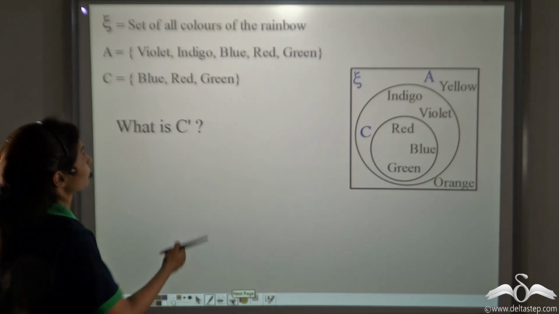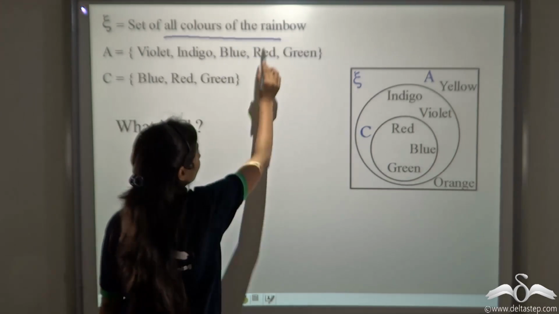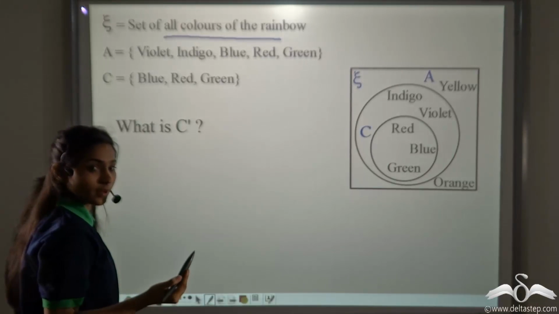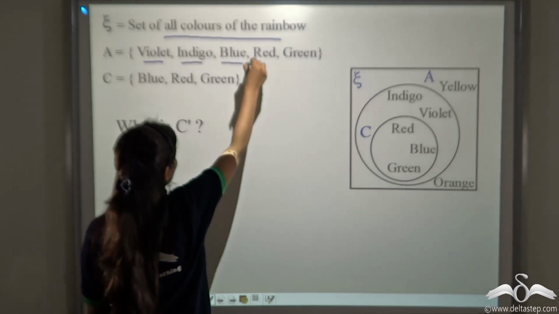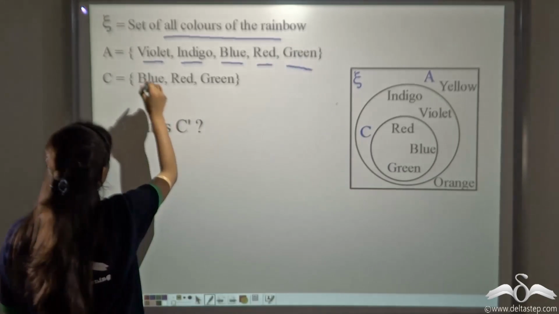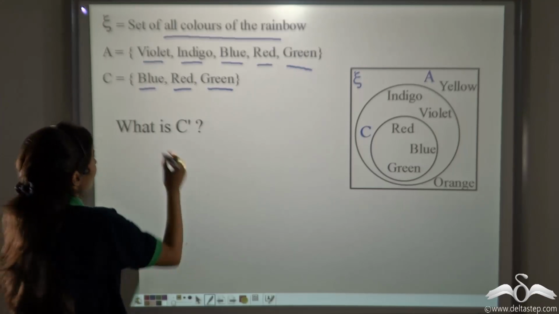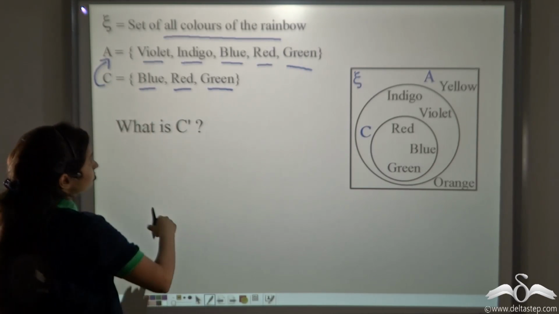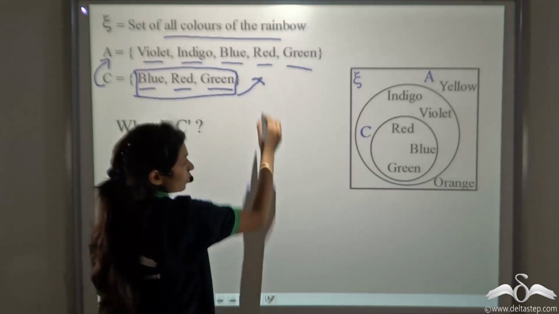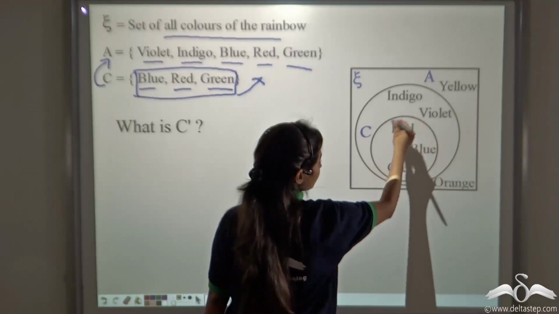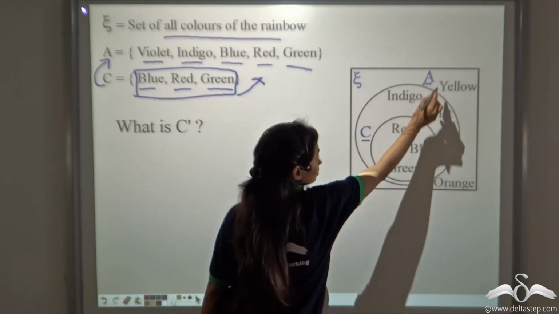Now what about this? Here the universal set is the set of all colors of the rainbow. So you know what are all the colors of the rainbow? Here A represents violet, indigo, blue, red and green, whereas C represents blue, red and green only. So can you say that C is the subset of A? Yes, all the elements of C are present in A. That is why we have represented it inside A, because C is the subset of A.